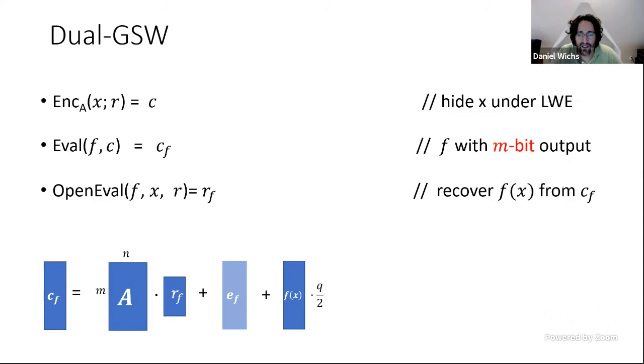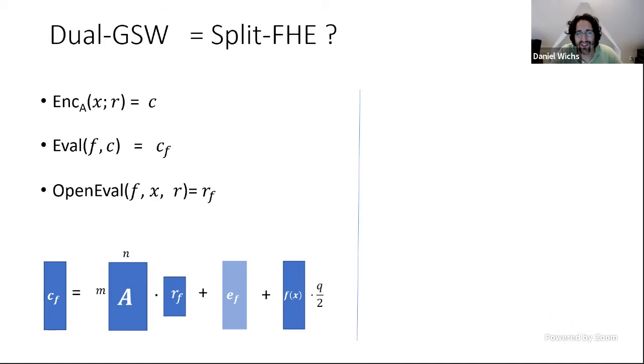So it looks like this scheme essentially already gives you something that's a lot like split FHE. So is it real? Is this a good split FHE scheme? Let's start with the good news. So the opening size here, the size of this R_f or the hint or the opening that lets you break apart the ciphertext, is just n log q.